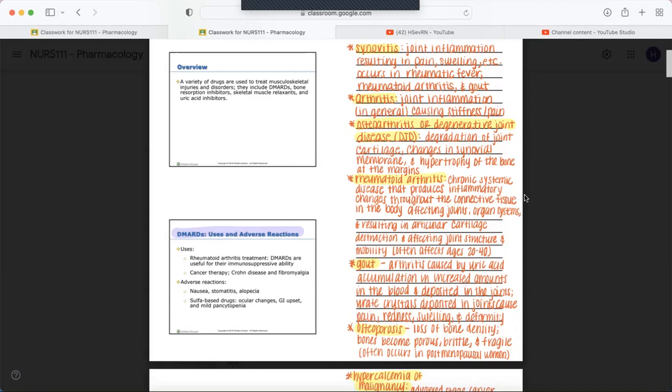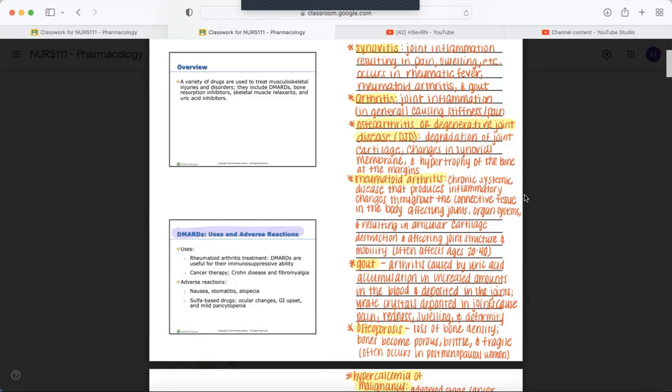So the bone is growing. Maybe you've got some bone spur development. You've got synovial inflammation and changes in the membrane, and you've got joint cartilage breakdown. Rheumatoid arthritis is a chronic systemic disease that causes inflammatory changes throughout the connective tissue in the body, and it can affect joints, organs. It can result in articular cartilage destruction. It can cause joint structure issues with stability, etc. And then it can also cause issues in mobility.